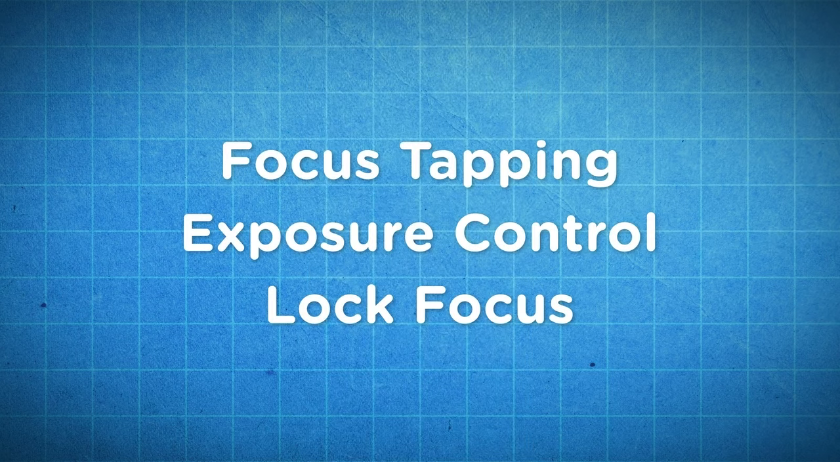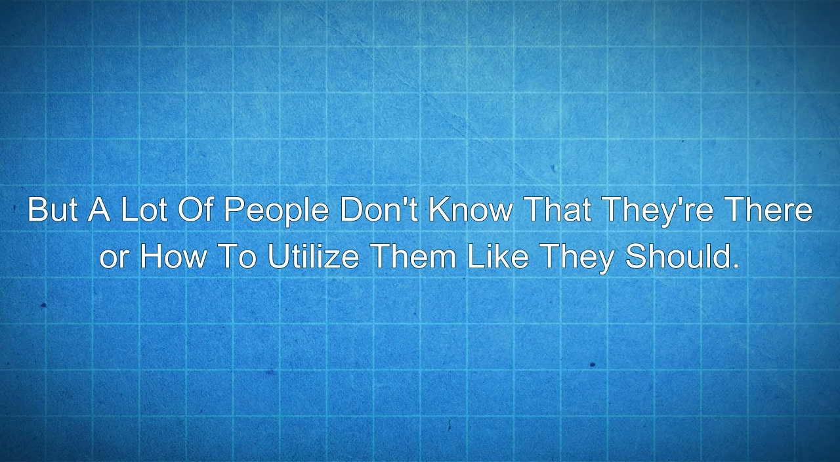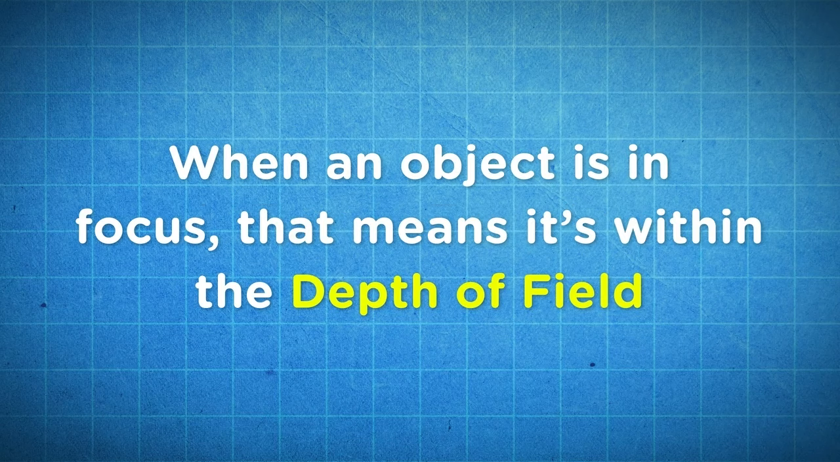Okay, next we have to go over focus tapping, exposure control, and lock focus. These are really important features that are pretty simple within the iPhone camera app, but a lot of people don't know that they're there or how to utilize them like they should. First, focus tapping. When an object is in focus, that means it's within the depth of field.